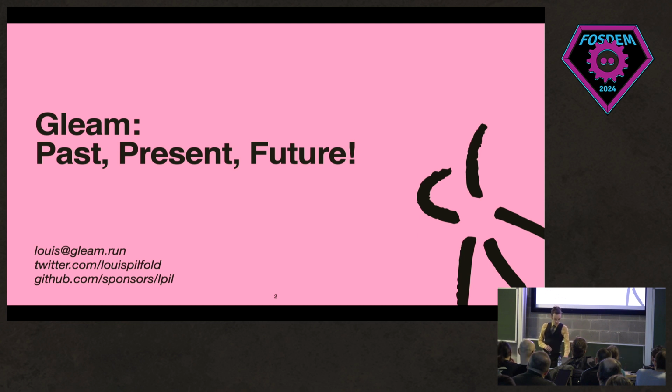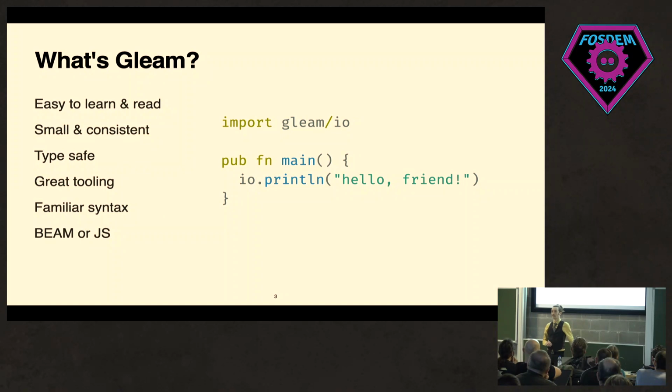So, this slide is ever so slightly irrelevant after that last talk, but I just want to start by saying, what is Gleam, to get everybody on the same page? It is a new functional programming language. It doesn't look like Ruby. It doesn't look like Prolog. It kind of looks like Rust, C, JavaScript, that sort of thing, perhaps.